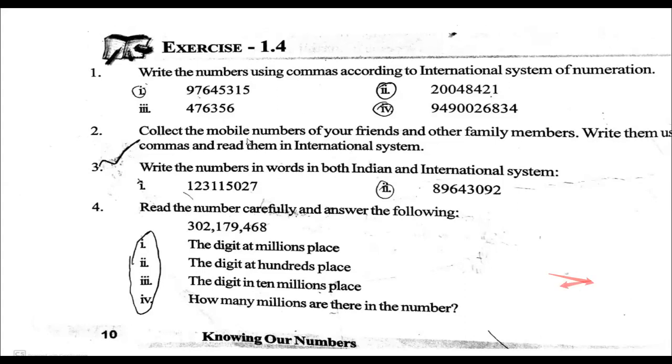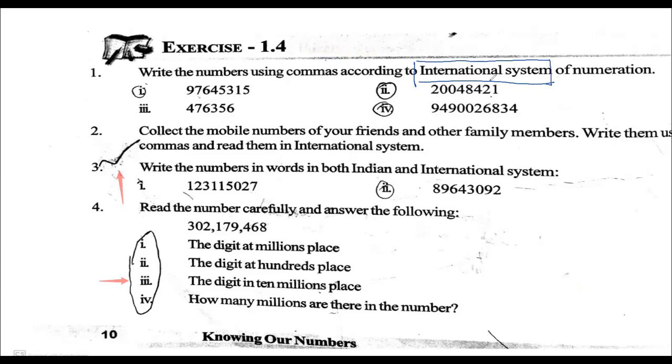Yes, right. So this is about writing the numbers using commas according to the international system of numeration. You know that in the international system, immediately when you hear the word, 3 digits in each period should come. Gautam, don't write anything on the screen, please. You just get the point.